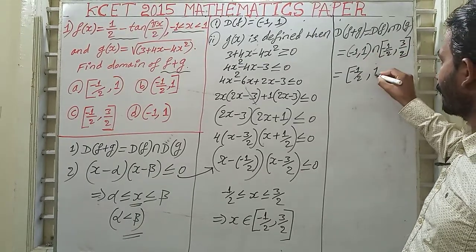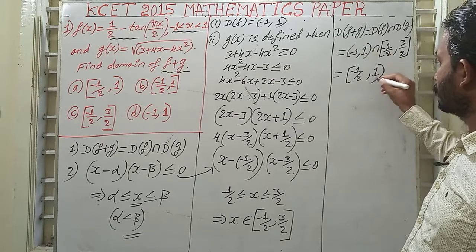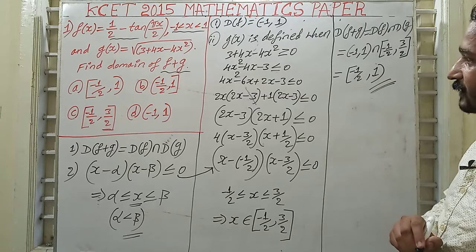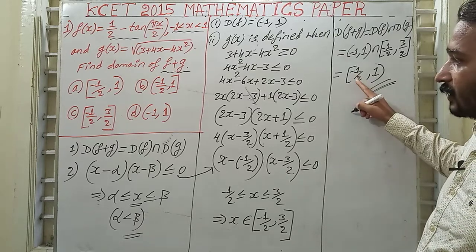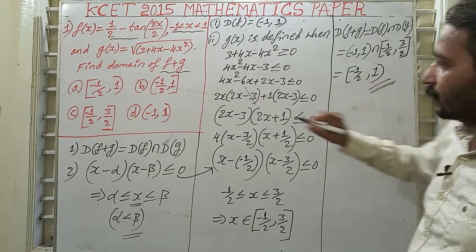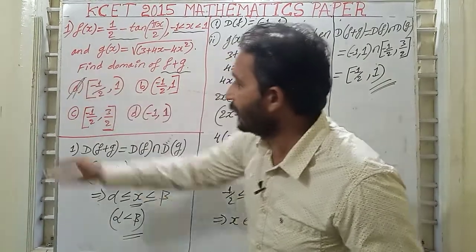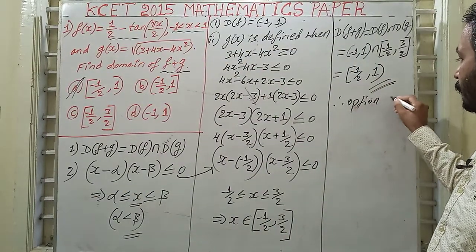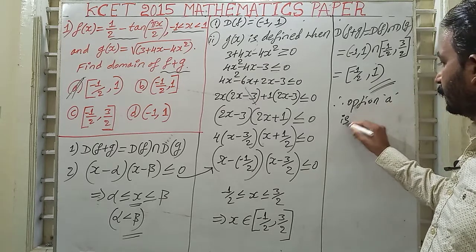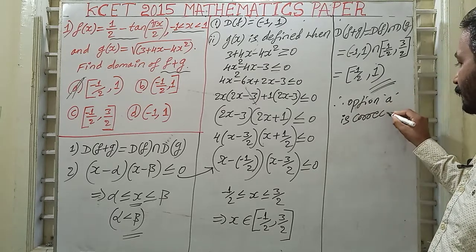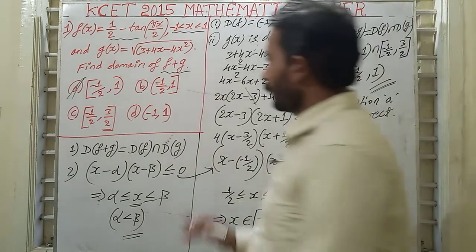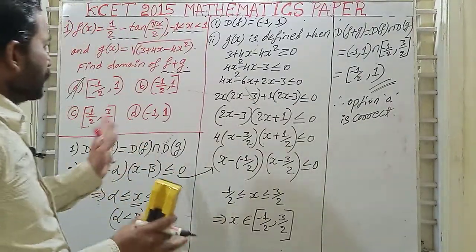So 1 we can write 1 open. So this is the domain of f plus g. So which option is correct? -1 by 2 to 1. So good answer, option A. Therefore option A is correct. This problem is very moderate, a very tricky question.